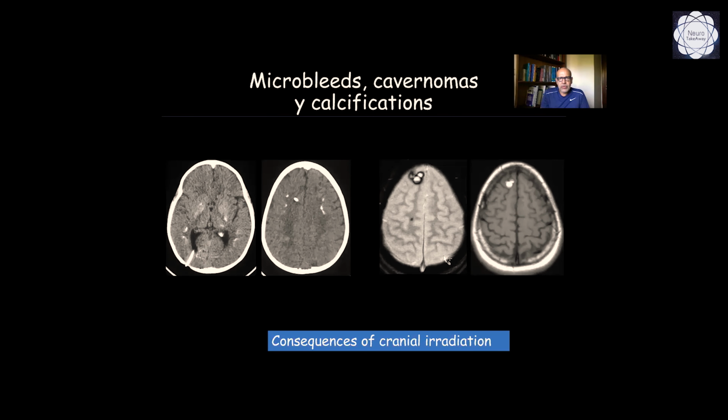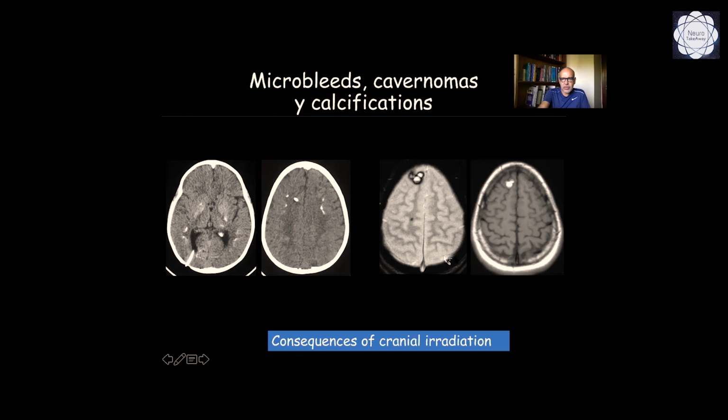Now let's go to some other very frequent complications after radiotherapy: microbleeds, cavernomas, and calcifications. The three of them are associated with arteritis, but in this case of the small arteries. Here you see a patient that had received radiotherapy many years ago because of a medulloblastoma, and he developed calcifications, pretty symmetrical, in the subcortical white matter and in the basal nuclei.